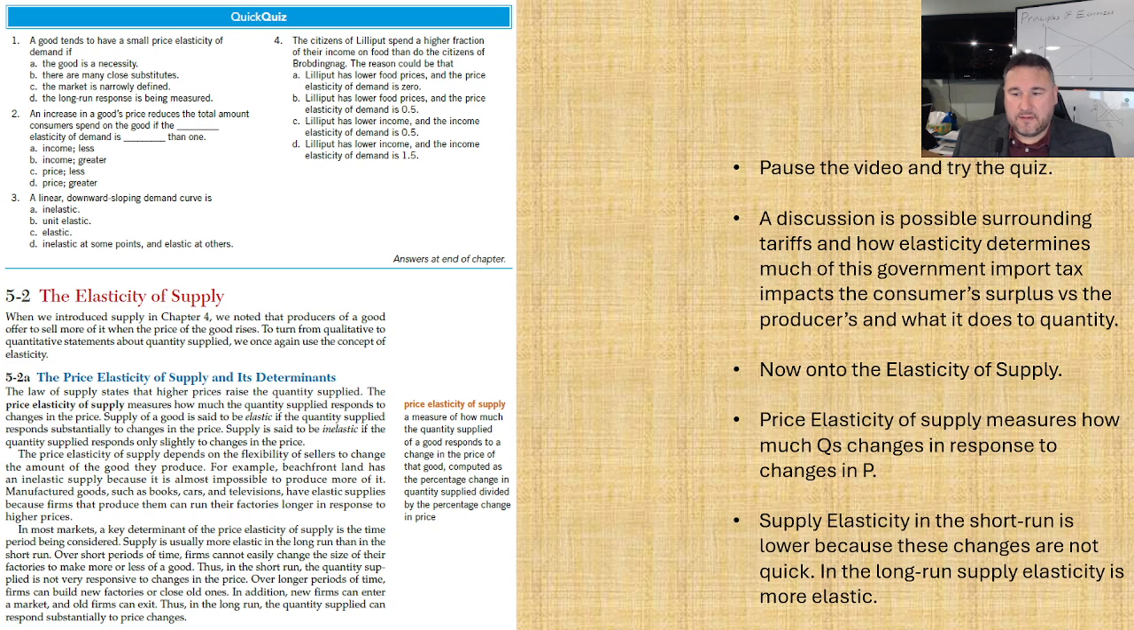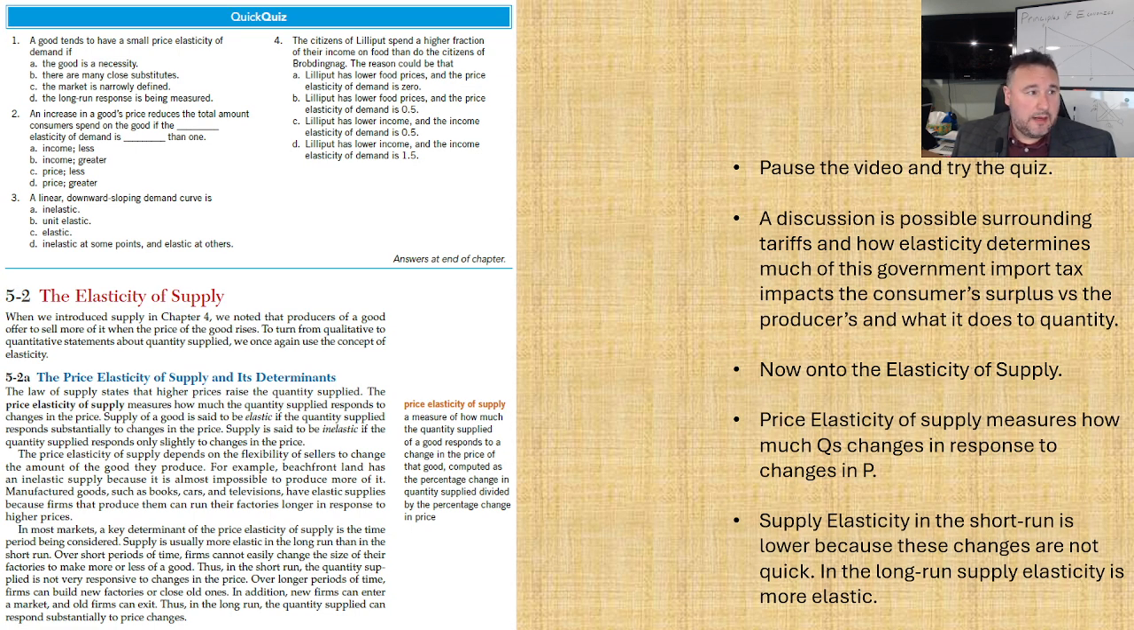So let's pause the video, take a moment, see if you can figure out the answers, and then we'll discuss. Okay, a good tends to have a small price elasticity of demand if A, the good is a necessity because the quantity demanded won't change much.